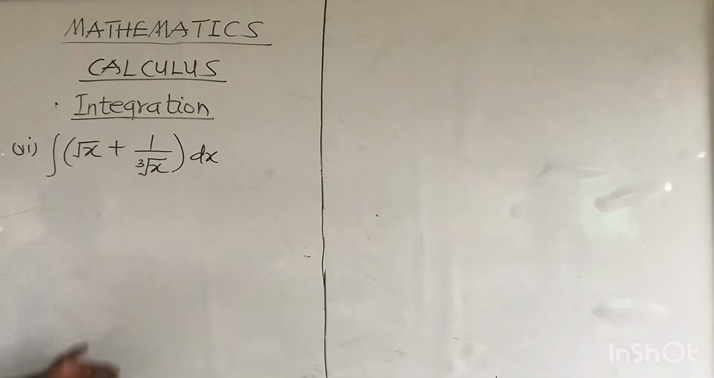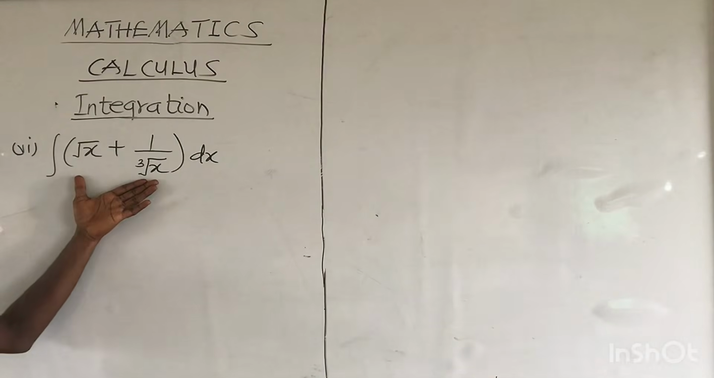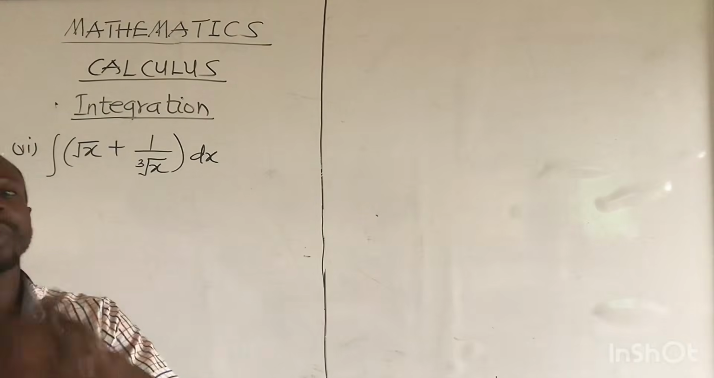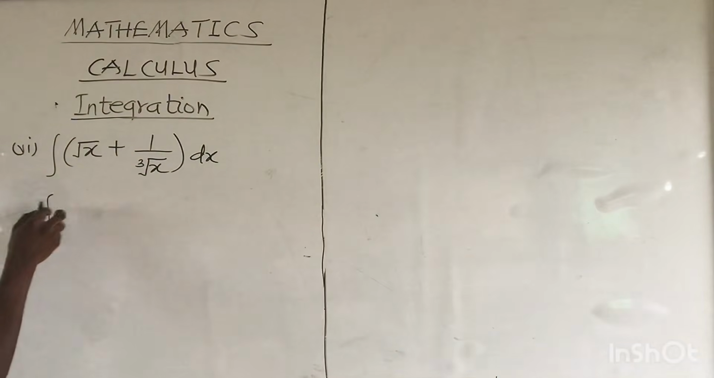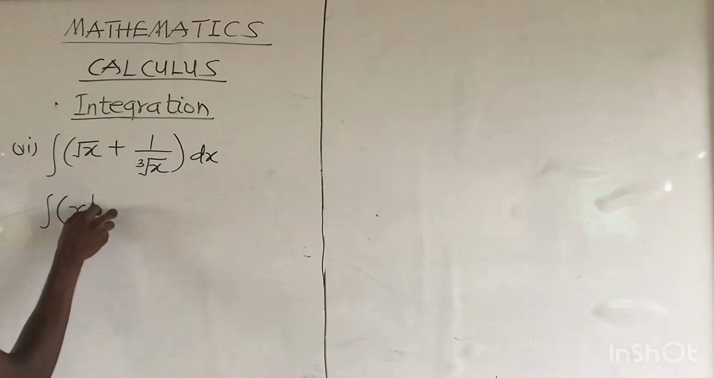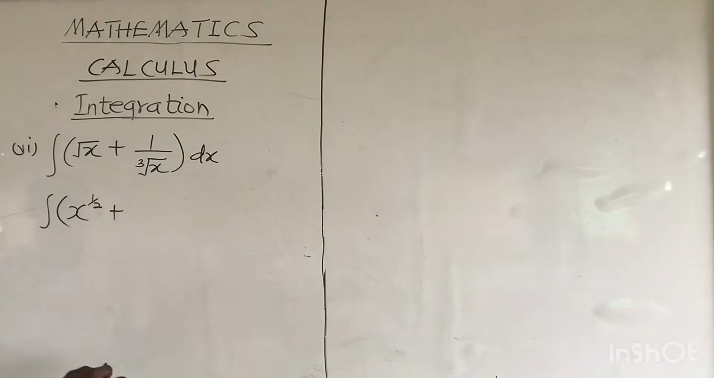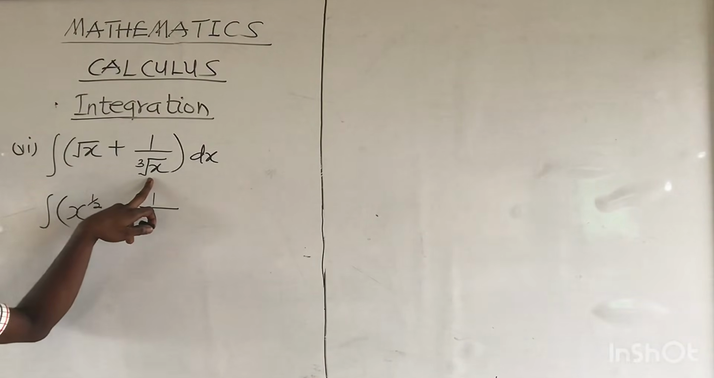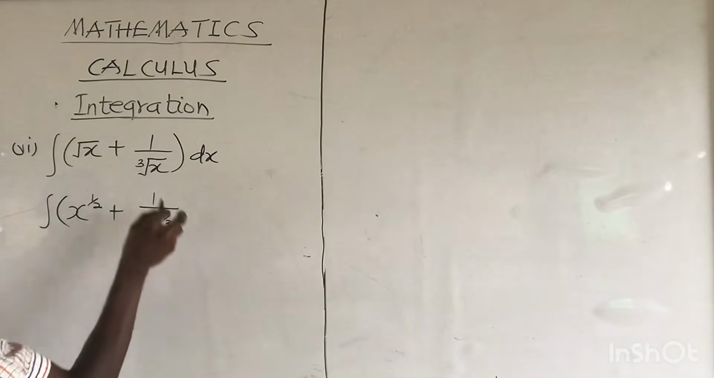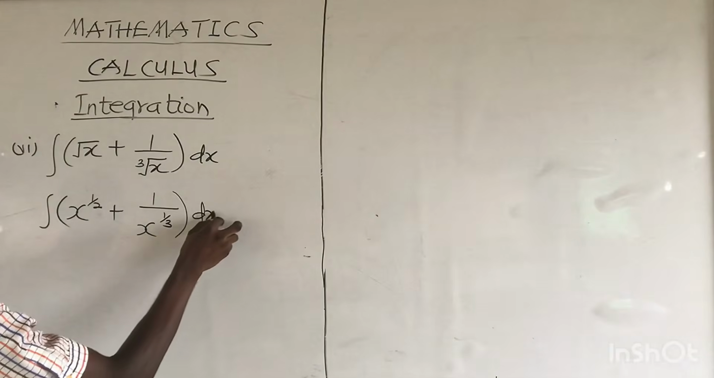All right, so this is the next example. So from here, before we can integrate, we need to rewrite them. So we have the integral of root x, which is the same as x exponent half, plus 1 over the cubic root of x, which is also x exponent 1 over 3, dx.